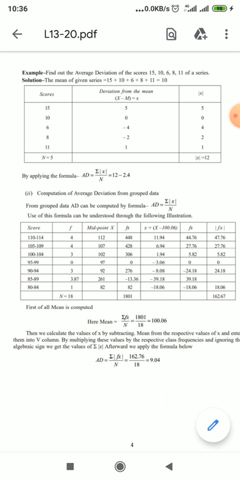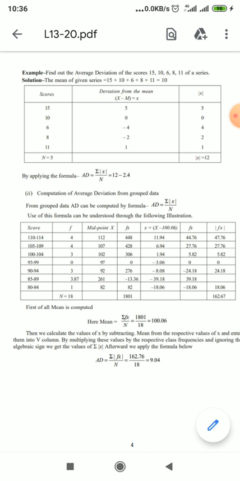In the third data, we can put the value of mod x. Mod x means all the negative and positive values are taken in the positive form. So mod plus 5 is equal to 5, mod 0 is equal to 0, mod minus 4 is equal to plus 4, mod minus 2 is equal to plus 2, and mod plus 1 is equal to plus 1.